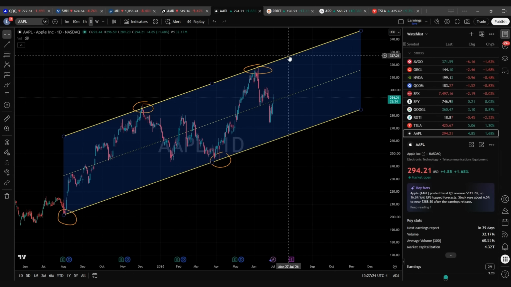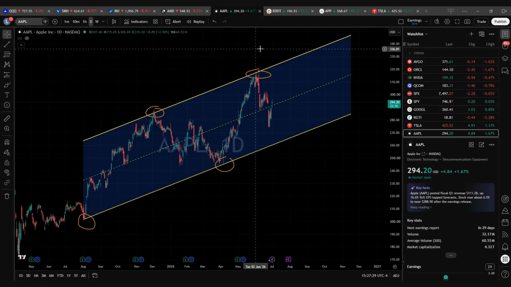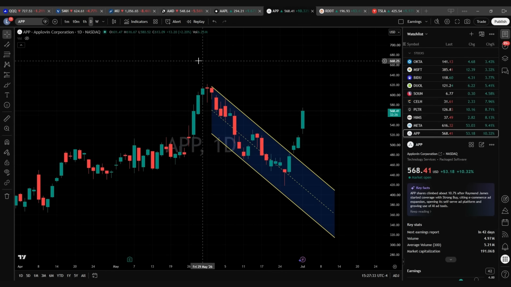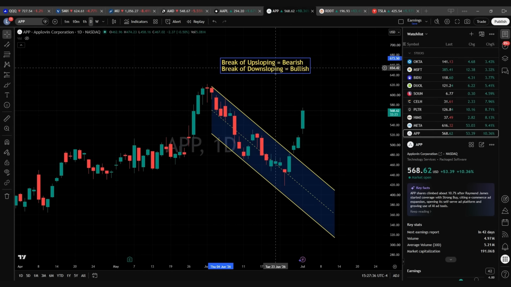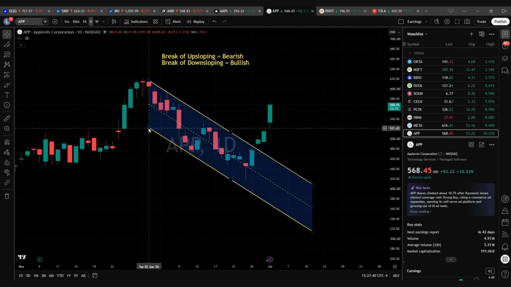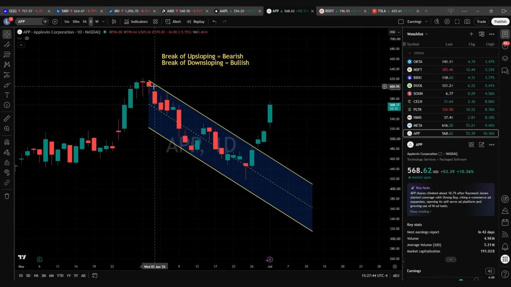But what if it's bullish? What about the inverse, right? What about a downsloping parallel channel? I'm going to skip over that and we'll look at APP, which did play out. Well, you can take a look here and see how it played out. In this case, you could say, well, look, it's a downsloping parallel channel.